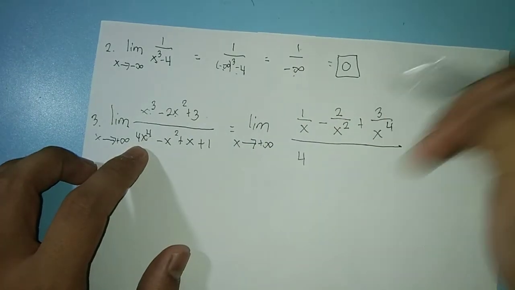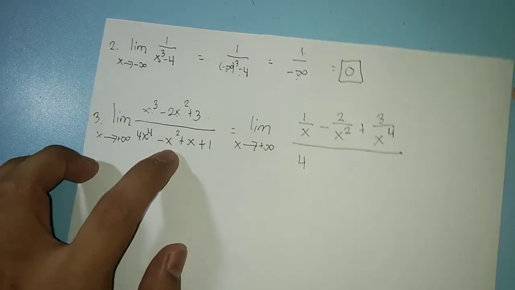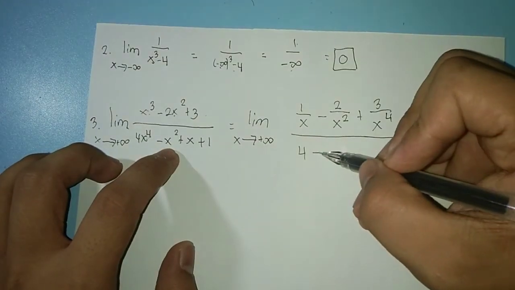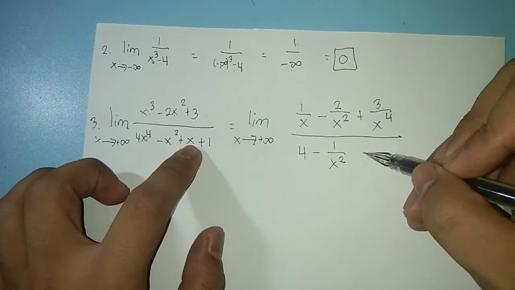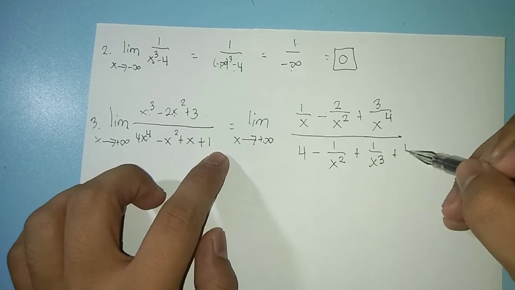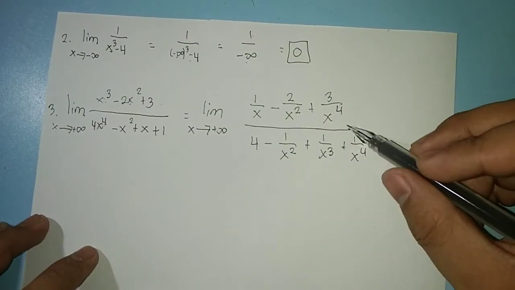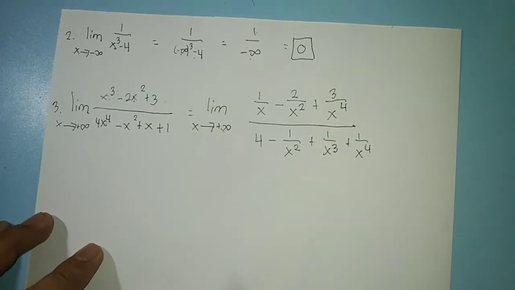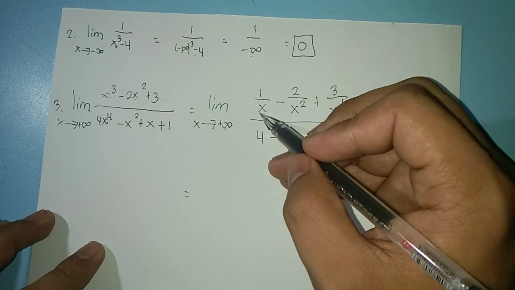So, wala nang matitira. 4x raised to 4 over x raised to 4, magiging 4 na lang. Then, x squared over x raised to 4, that is 1 over x squared. Then, x over x raised to 4, mababawasan lang sa denominator ng isa. Then, 1 over x raised to 4. So, bakit natin ginagawa to? Kasi pag sinalpak na natin itong positive infinity dyan, diba, kapag over infinity, that is 0.